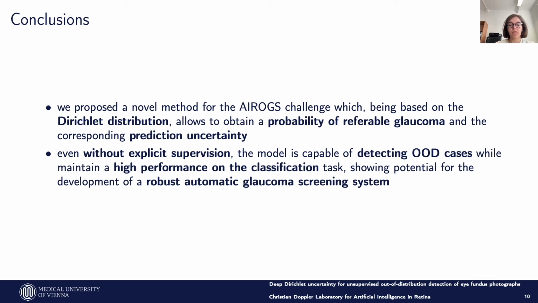So, in sum, we propose a novel method to the AIROGS challenge which, based on the Dirichlet distribution, allows us to estimate both a referable glaucoma probability and a prediction uncertainty. And importantly, the method does not require explicit supervision for OOD cases, being capable of detecting these while maintaining high performance for classification.